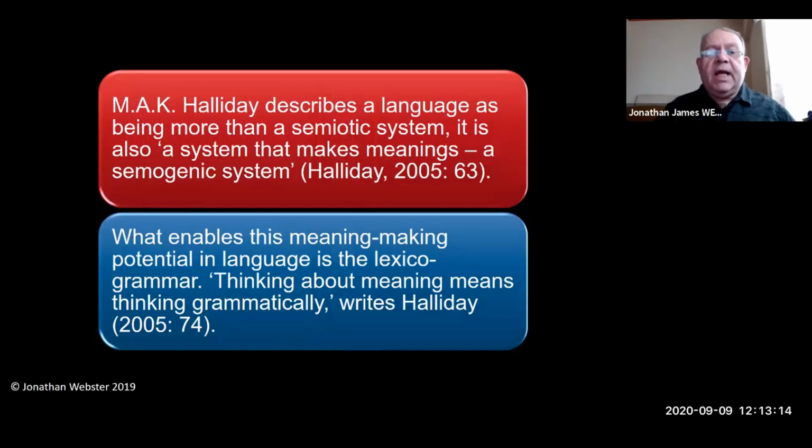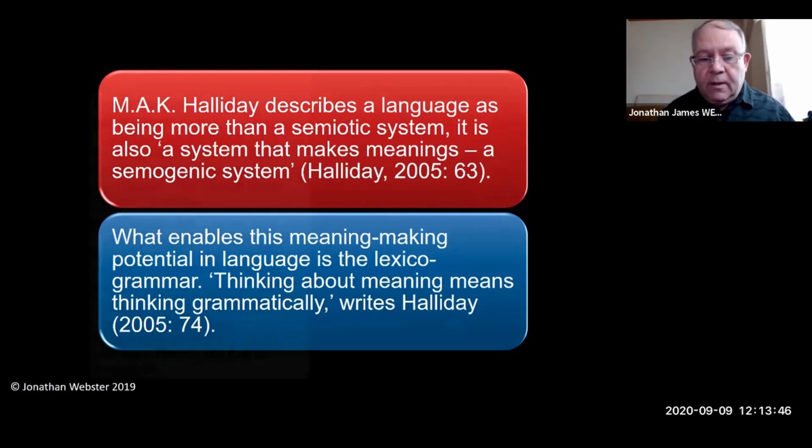And what enables then this meaning-making potential in language is the grammar. Halliday calls it the lexicogrammar. What he means by that is that it's not like we have two things, words here, grammar here. It's really one thing, all right? It's the wording. Think of it like that. You have meaning and you have wording. And what Halliday is saying is thinking about meaning means thinking grammatically. You can't think about meaning without thinking about the wording.